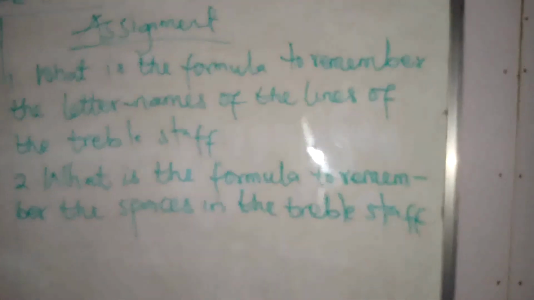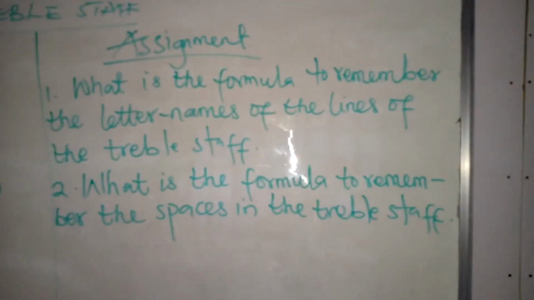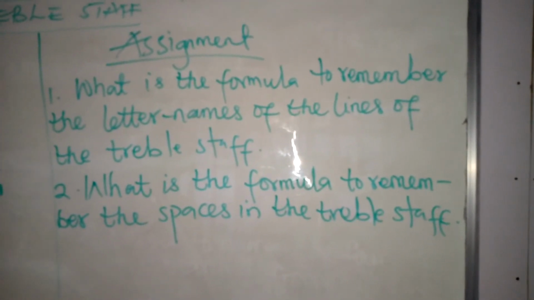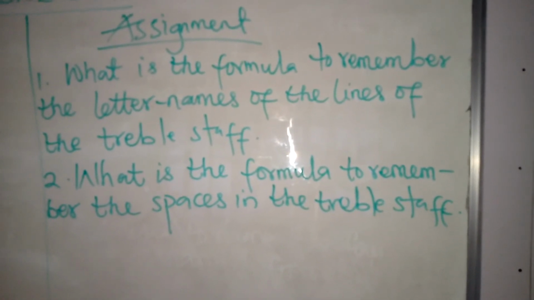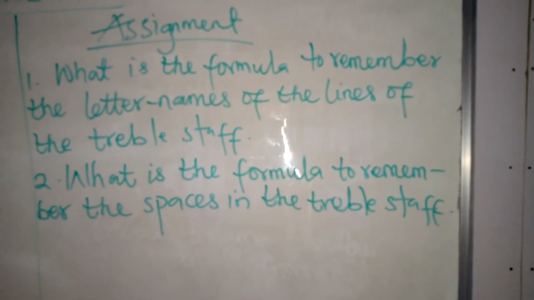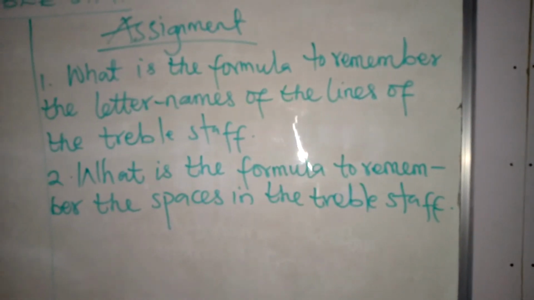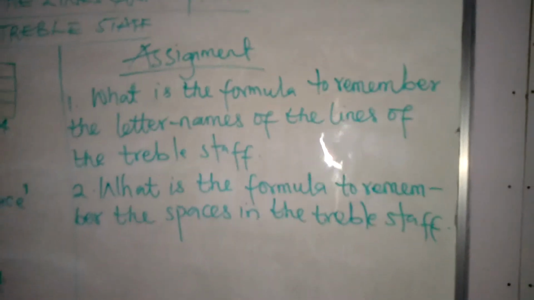So at this point we'll take the assignments. Here are your assignments. The first one says, what is the formula to remember the letter names of the lines of the treble staff? The second one says, what is the formula to remember the spaces in the treble staff? So I urge you to do your assignments and submit them appropriately.